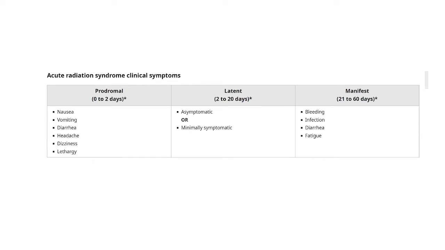Moving on to the symptoms which appear in the prodromal phase, basically it appears within 0 to 2 days. Within 2 days, the patient has nausea, vomiting, diarrhea, headache, dizziness, and lethargy, followed by a latent phase which appears from day 2 to day 20. The patient can be mildly symptomatic or asymptomatic, followed by the manifest illness phase which occurs at day 21 to 60, where there are specific signs and symptoms like infection, bleeding, and diarrhea.